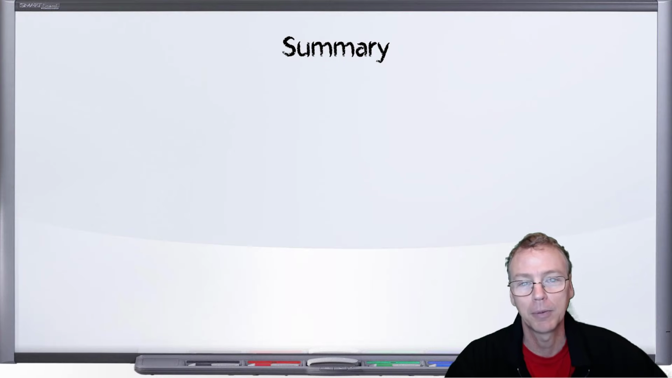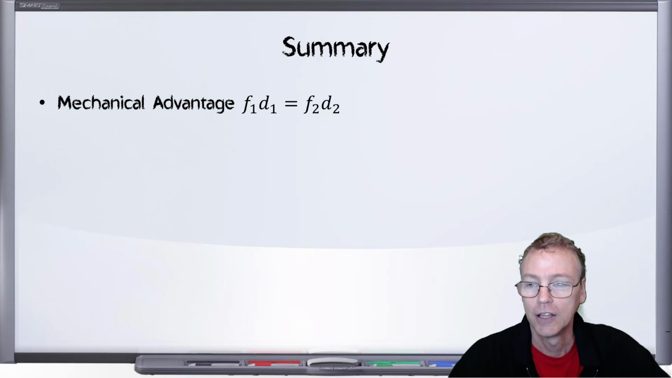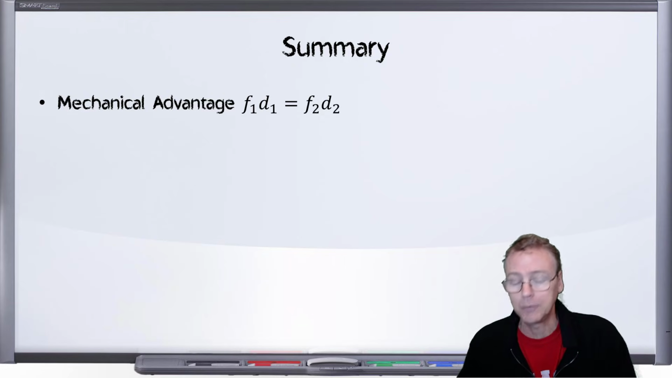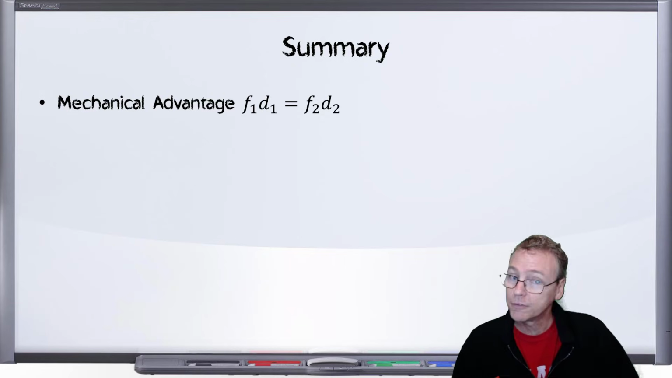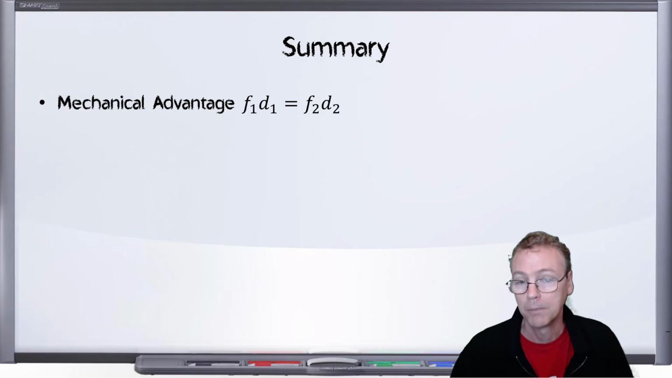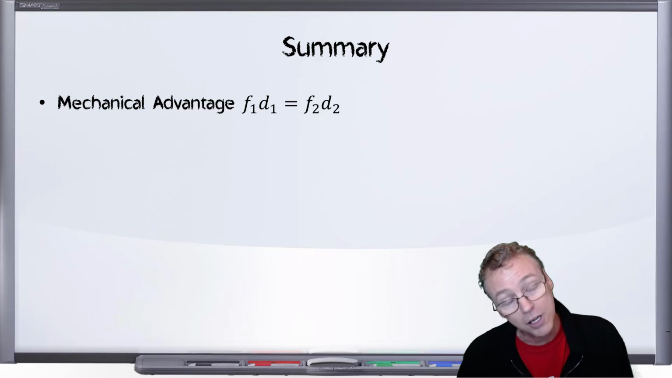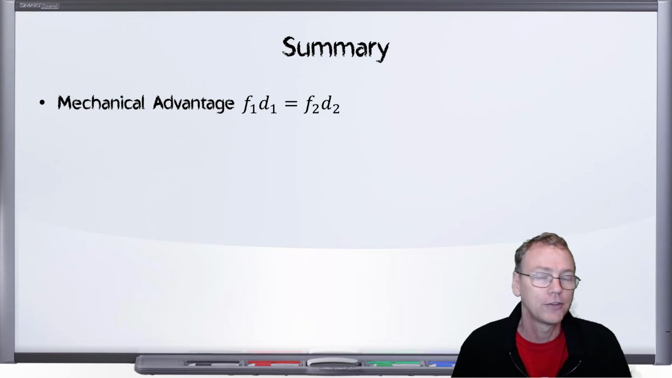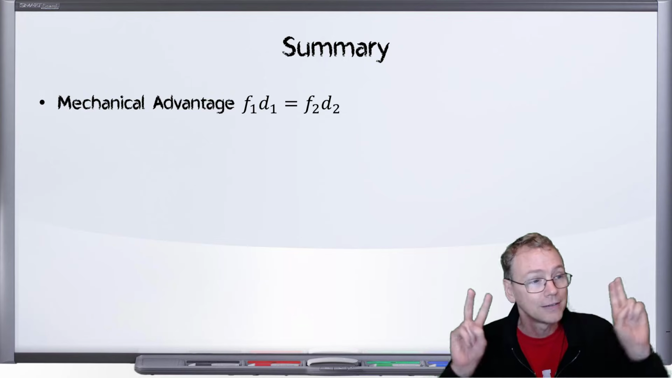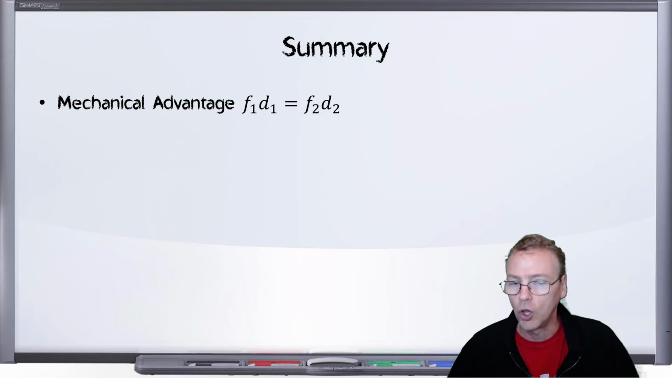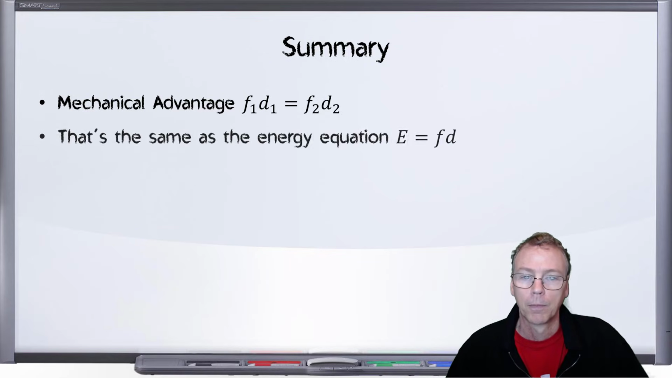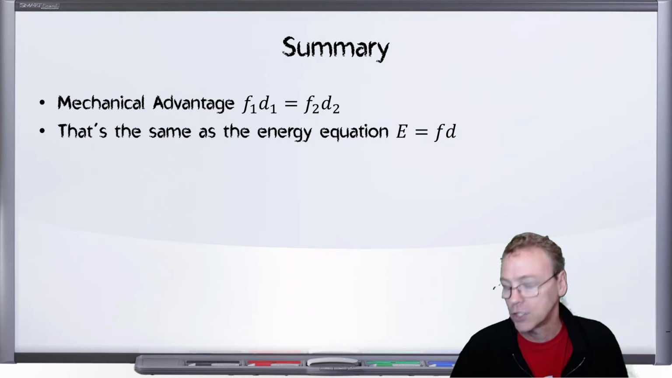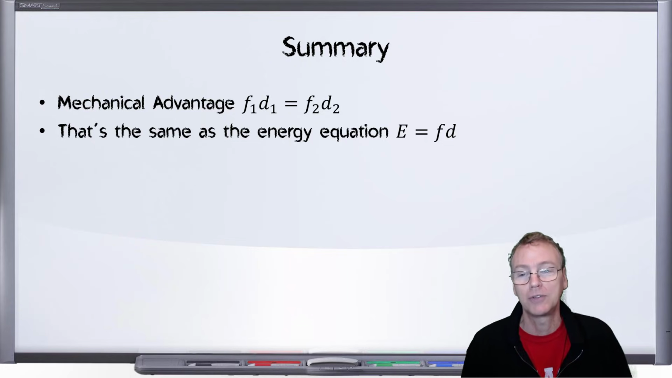So let's sum it up. What have we learned today? The mechanical advantage equation, force times distance. The force that you put in times the distance that you put in is equal to the force you get out times the distance you get out. Meaning, if you want extra force on the output, you're going to have to put extra distance into the input. And this is going to be the same for all of these so-called simple machines like levers, pulleys, gears, etc. That's the same equation as that energy-work relationship. That energy is force times distance.